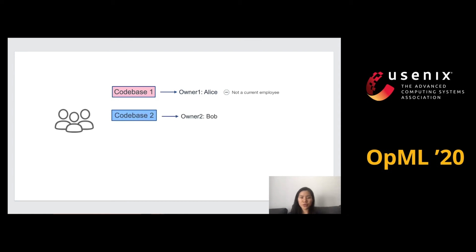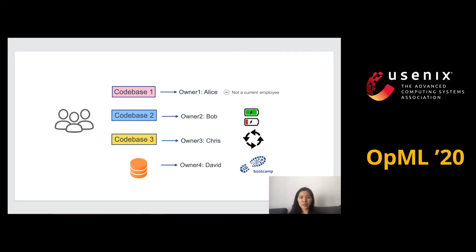In code base 2, Bob was the owner. Uh-oh, guess what? Bob was on vacation. In code base 3, Chris was the owner. But Chris changed teams a long time ago. In the database, David was the owner. But David created version 1 of it just as a ramp-up task. He really didn't know much about it.